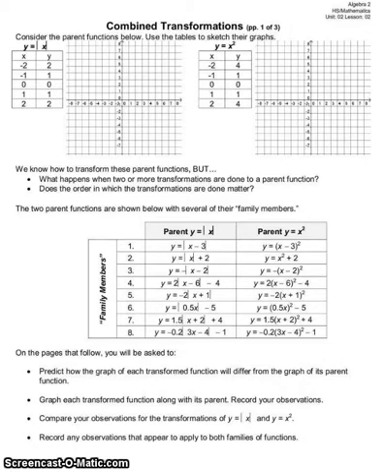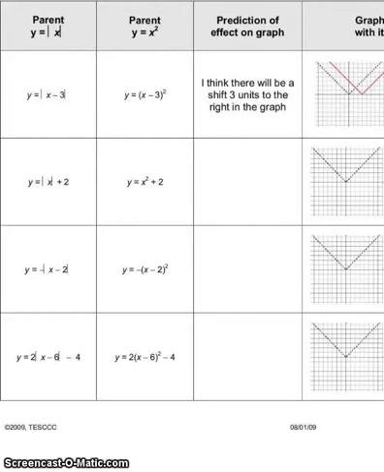So what I want you to do is turn to the second page. I'm going to work an example with you. If we look at problem number one, you'll notice we have a few columns. We have the parent function for y equals absolute value of x. We have the parent of y equals x squared. We have the prediction of the effect on the graph. Then we have the graph of each with its parent graph, and that's the black graph that's already drawn for you. And then what is the actual effect on the graph and what is common to both families.